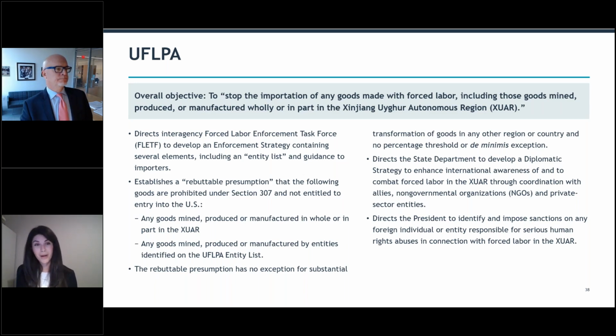But a little more on the rebuttable presumption. That presumption remains in place even if there was a substantial transformation of the goods in any other region or country. And it also remains in place no matter the percentage of the good that may originate from the XUAR. So in other words, there's no de minimis exception to the rebuttable presumption. Next slide.